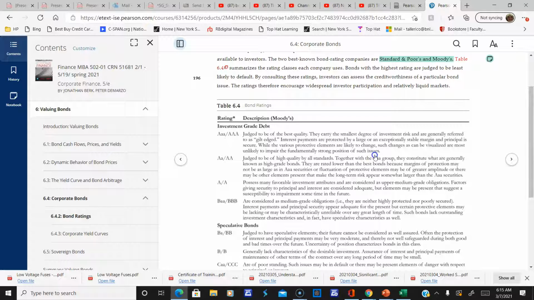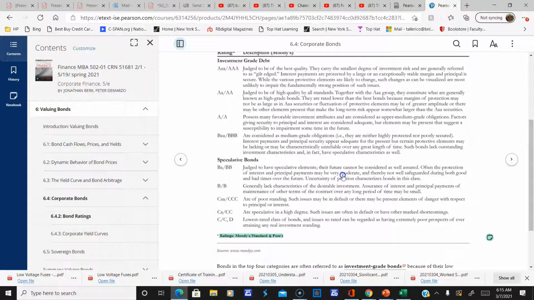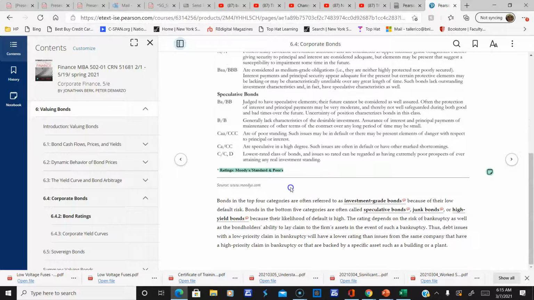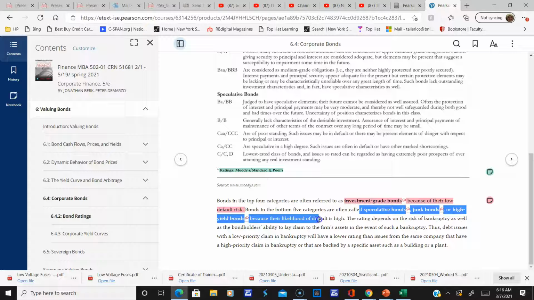Okay, but this tells you if you're going to buy a bond, what's your chance of getting your money back, and if it's going to be rated AAA, you're going to get a lower coupon, as opposed to down here, you'll get a much higher coupon. So the top categories again are called investment grade bonds because of their low default risk, right? So you got low default risk. Bonds in the bottom are speculative or junk or high yield bonds because their likelihood of default is high. All right, so that's important to know.